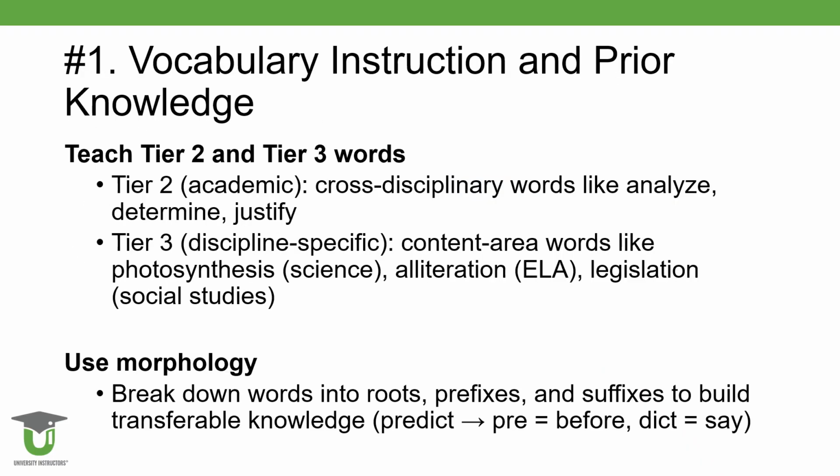When teaching vocabulary, it's important to focus on both Tier 2 and Tier 3 words. Tier 2 words are academic and cross-disciplinary, meaning they appear across multiple subjects. Examples include words like analyze, determine, and justify. Teaching these words helps students access complex text in any content area. Tier 3 words are discipline-specific, tied to a particular subject. For instance, photosynthesis in science, alliteration in English language arts, or legislation in social studies. Students need these words to understand content deeply.